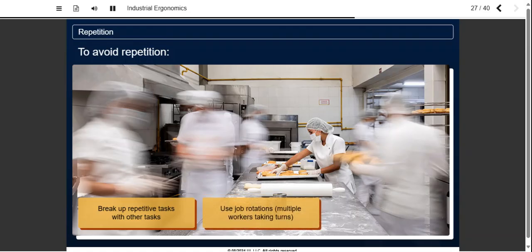Consider using a job rotation. This is when multiple workers take turns performing a job to prevent overloading any one person. If it's possible, automate and mechanize tasks. For example, can you use a lift to raise and move materials instead of performing repeated manual trips?